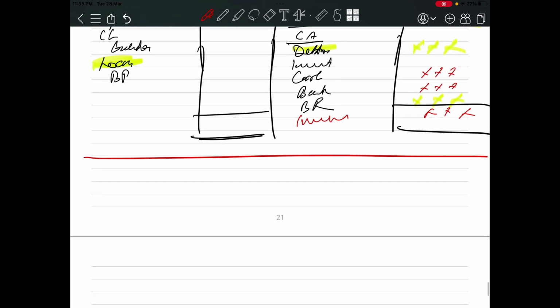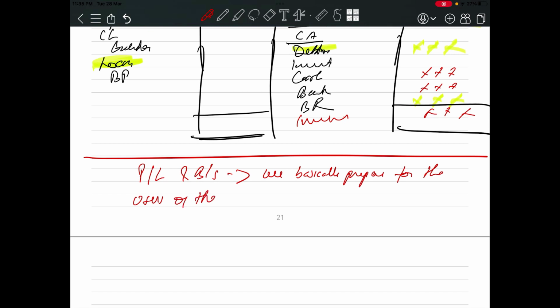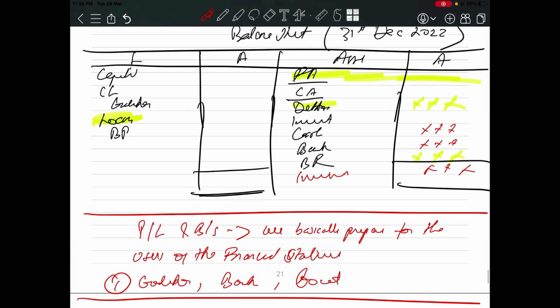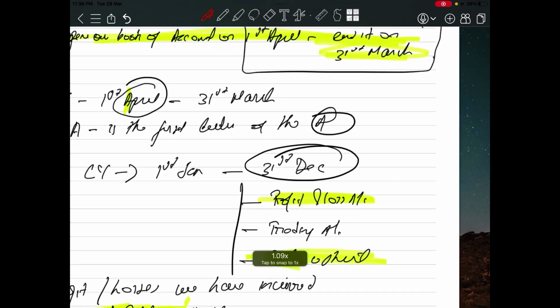So basically the profit and loss account and balance sheet are prepared for the users of the financial statements. Now who are the users of the financial statements? It can be your creditor, it can be the bank, it can be the government, right? So this is the reason why we prepare the P&L account and balance sheet every year.